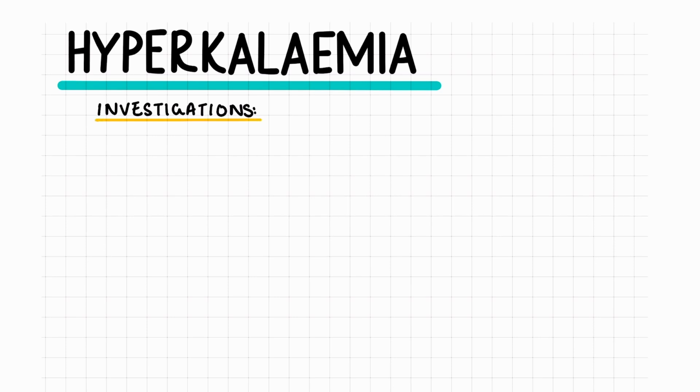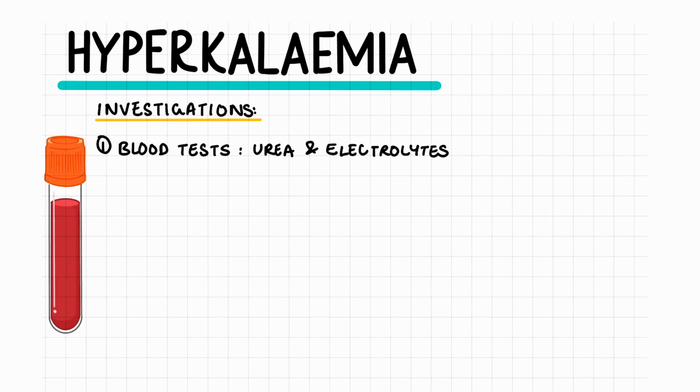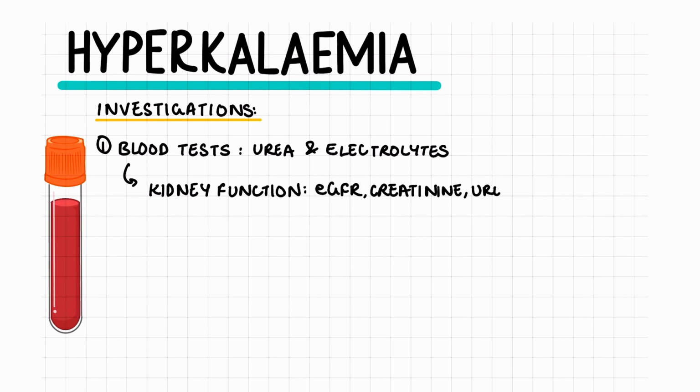So, how would you investigate this patient if you had them in an exam question, in an OSCE, or even real life? Urea and electrolytes. Hyperkalemia is formally diagnosed by taking a U&E blood test. If you suspect that someone has extremely high potassium, make sure to also have a look at their eGFR, urea and creatinine, in order to assess their kidney function, as the patient may need hemodialysis.